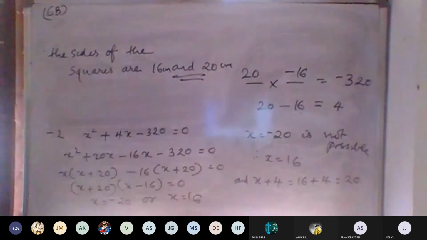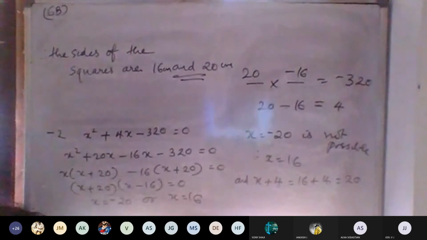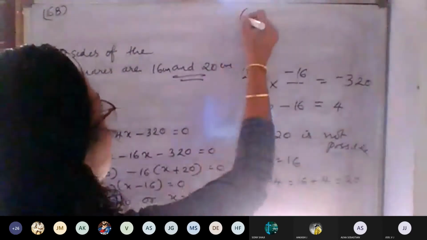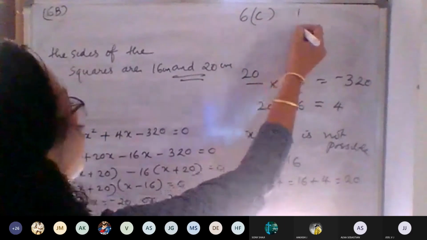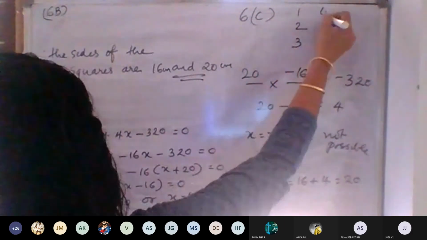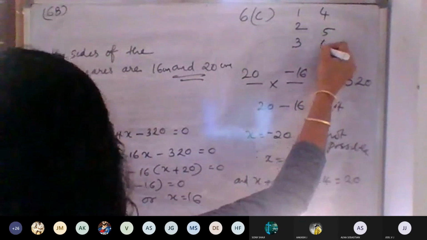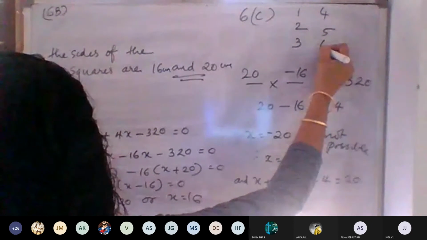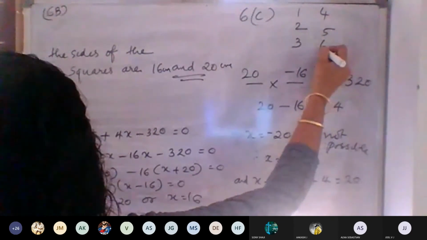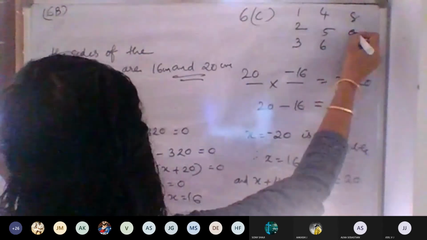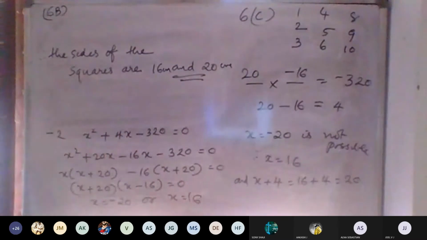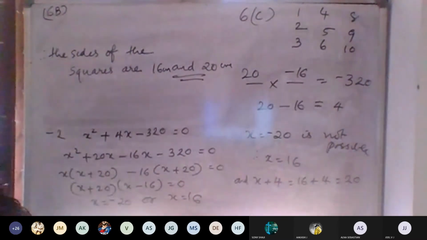So on Thursday, or sometimes Wednesday, we can do exercise 6C. In 6C we are doing question numbers 1, 2, 3, 4, 5, 6, 8, 9, 10. Question 7 is a lengthy one. So let me check 8, 9, 10. We only need simple quadratic equations.